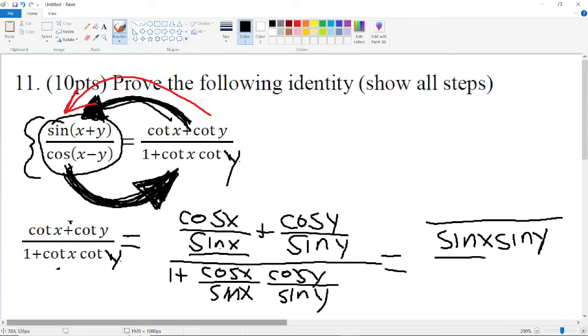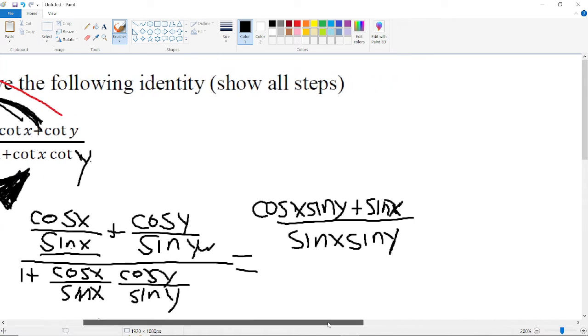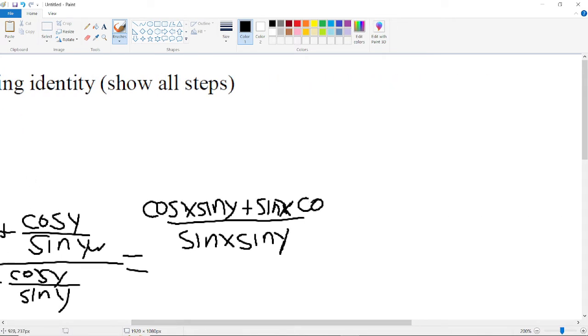Hopefully we'll get somewhere. Sine x goes into sine x sine y sine y times, so sine y times cosine x. I'll put cosine x sine y, it doesn't matter which order it's written in. Likewise, plus sine y goes into sine x sine y sine x times, so plus sine x cosine y. Rule of whiteboard is always run out of space. So there's the top.